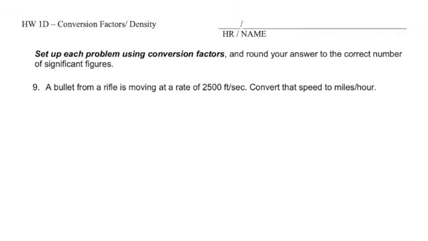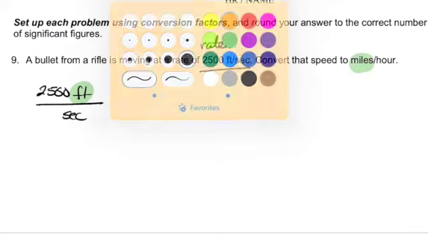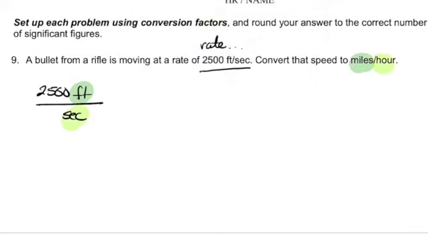Number 9. A bullet from a rifle is moving at a rate of 2,500 feet per second. Convert that speed to miles per hour. 2,500 feet per second. All right, so we have two different parts. We have to take care of the numerator. Feet has to be changed to miles, and the other part, seconds, has to be changed to hours. So those are the two things we're going to have to do.